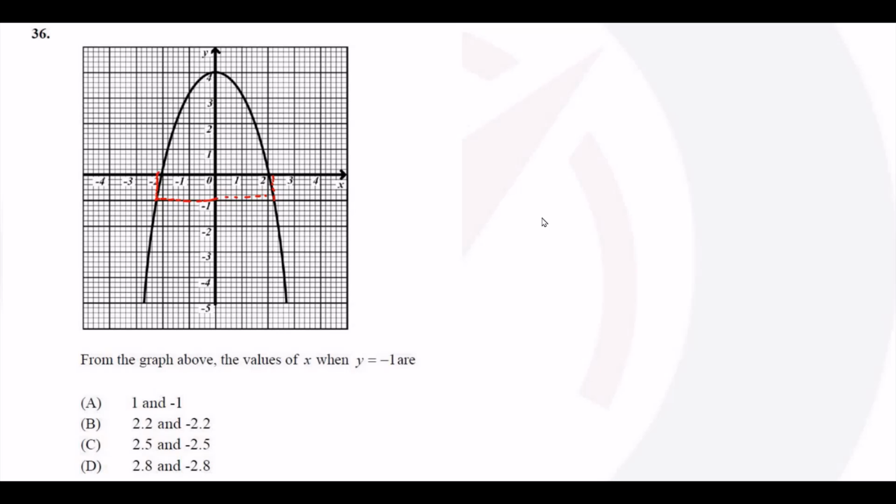So this one is about... Here it will be 1, here it will be 2. So this looks like negative 2.2 and positive 2.2. So our answers will be B, 2.2 and negative 2.2.